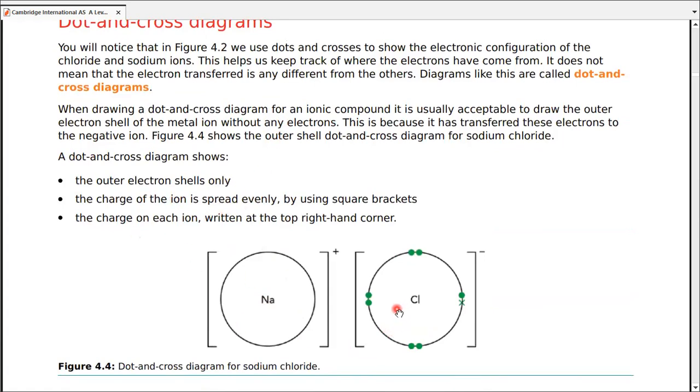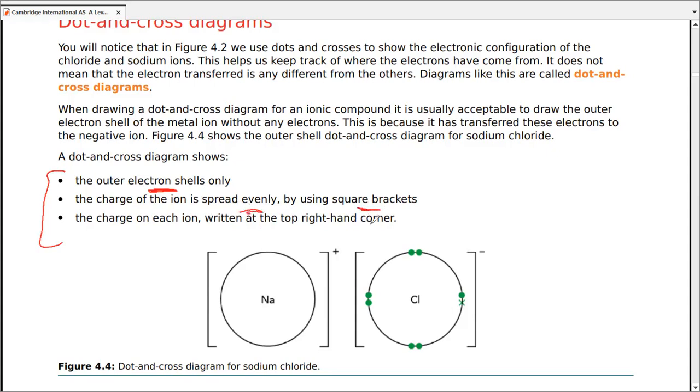Remember, the dot and cross diagrams in A levels will pretty much be composed of these rules and will not change them. Back in IGCSE, sometimes we ask you to draw all the electrons, but in A levels, it's going to be outer shell electrons only. All right. And the charge of the ion is spread evenly.